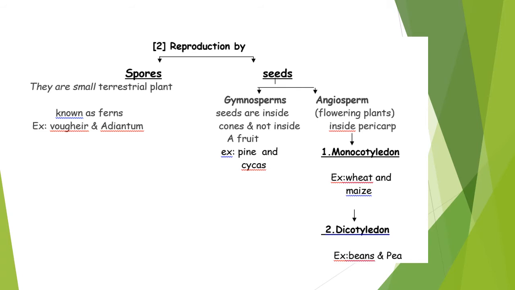Angiosperms are classified according to the seeds into monocotyledon and dicotyledon. Monocotyledon like wheat and maize, dicotyledon like beans and pea. So some plants reproduce by spores and other plants reproduce by seeds.